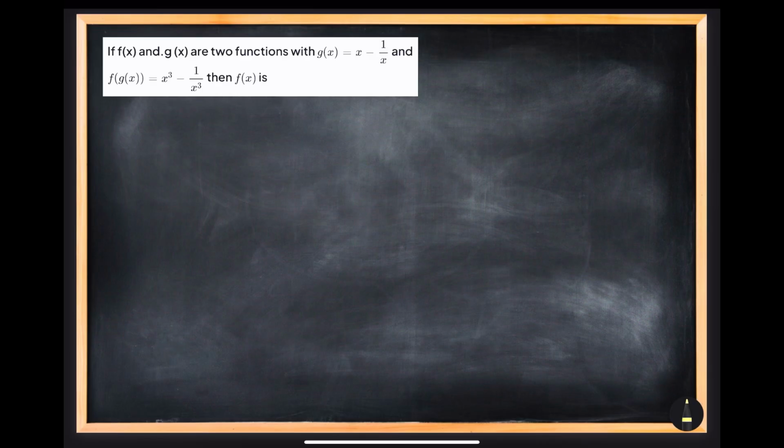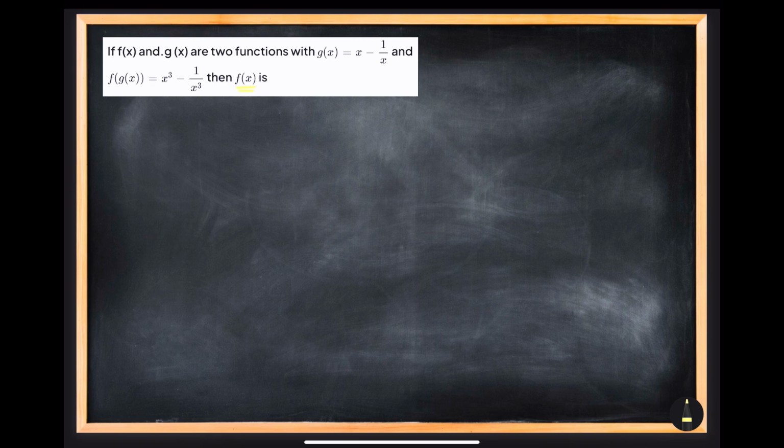So we got this situation to handle. If f of x and g of x are two functions with g of x as this and f of g of x is this, then find f of x.